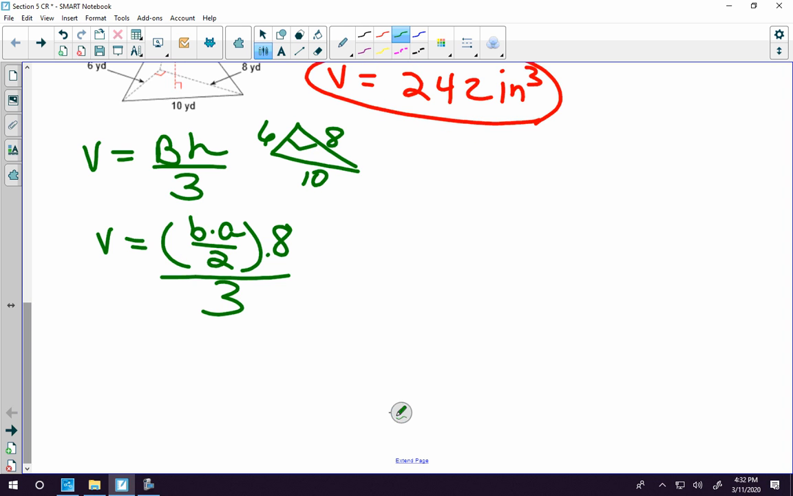This is where students usually get lost in finding the area of the triangle, where they were like, well, which two segments are the base and the height of the triangle?